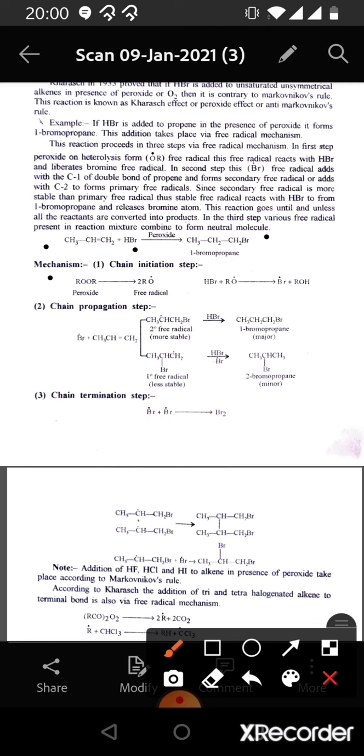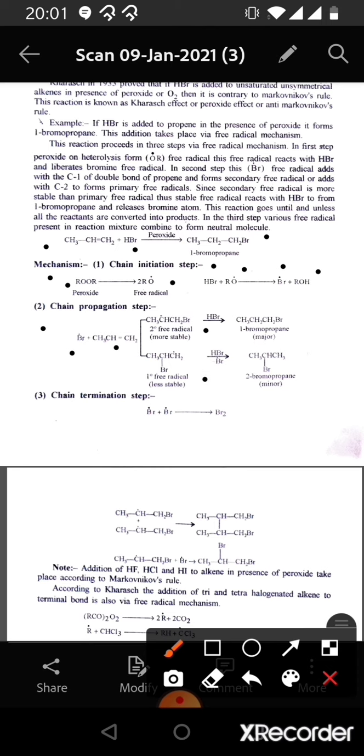And if we consider the mechanism, then in the first step, that is the chain initiation step, the peroxide on homolysis forms OR free radical, and this OR free radical then reacts with HBr to form bromine free radical and ROH. Then in the next step, that is the chain propagation step, the bromine free radical reacts with propene and gives rise to 2 types of free radicals. First is secondary free radical and second one is primary free radical.